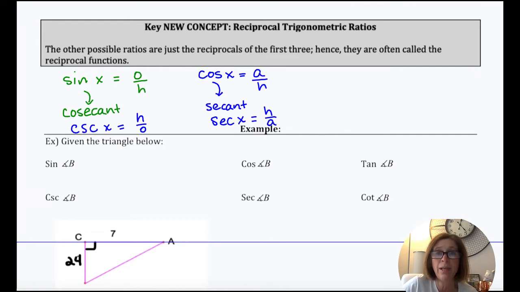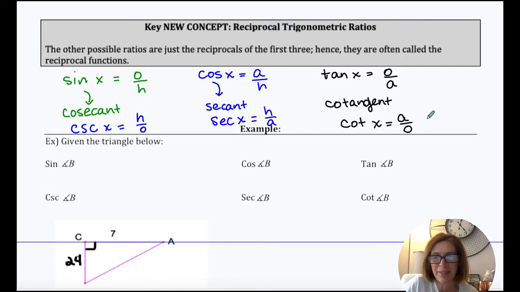The last one would be tangent. Sorry, I jumped ahead. And we know that tangent is opposite over adjacent. We get those from SOHCAHTOA. So its reciprocal is called cotangent, and we simplify that as cotangent x. So adjacent over opposite. Now, it's pretty easy. You're just reciprocating it, but these are new names that we have to bring into our toolbox, okay?